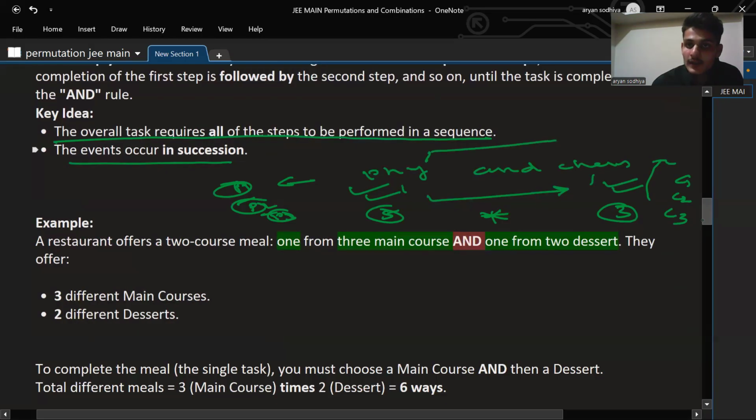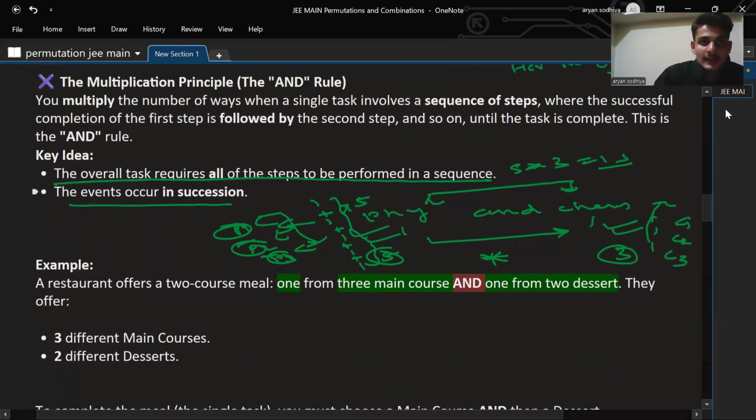For the non-mutually exclusive events, you multiply. These 3 are mutually exclusive, so you add. In this case, 1 way plus 1 way plus 1 way plus 1 way plus 1 way, so here comes the 5 ways. Here you added 1 plus 1 plus 1, here comes the 3 ways. This is mutually exclusive, but these two groups are not mutually exclusive. These are sequential. So 5 into 3, so 15 ways. That's what this statement is telling.